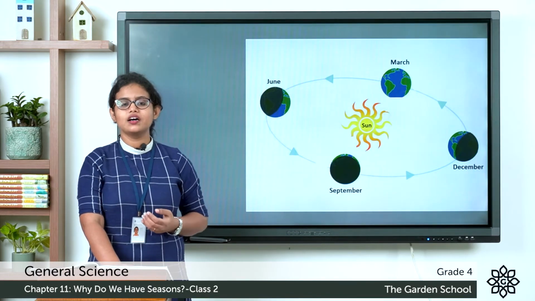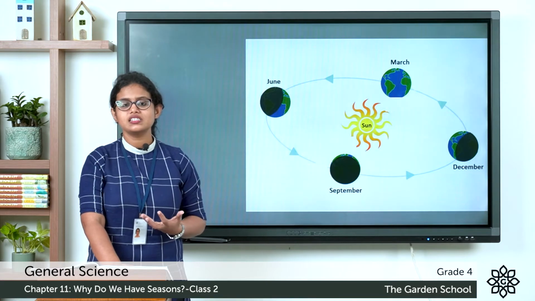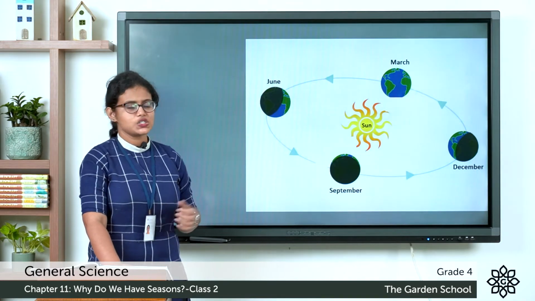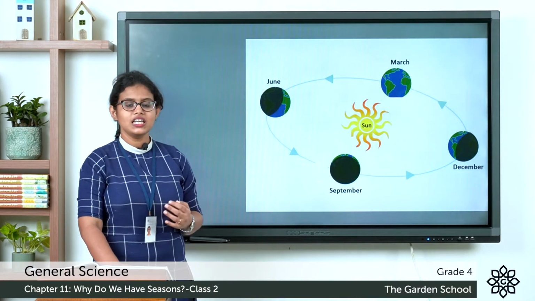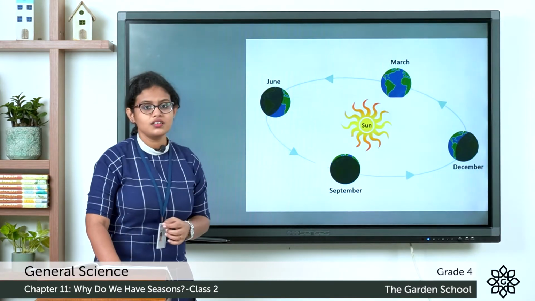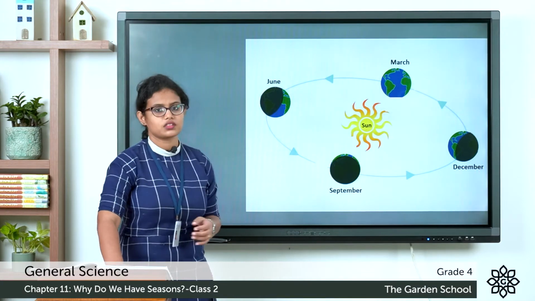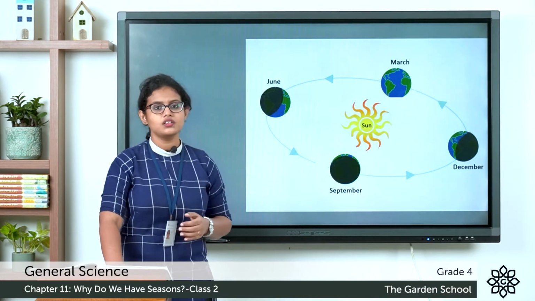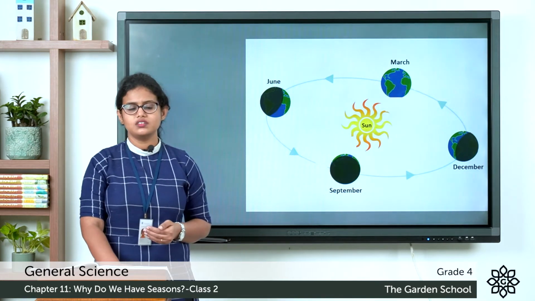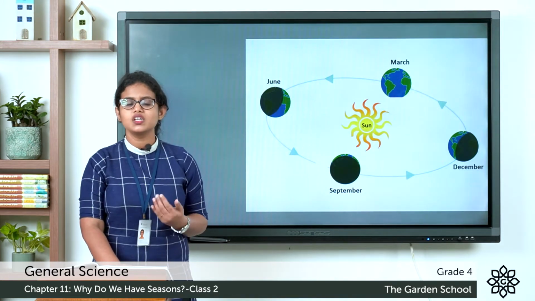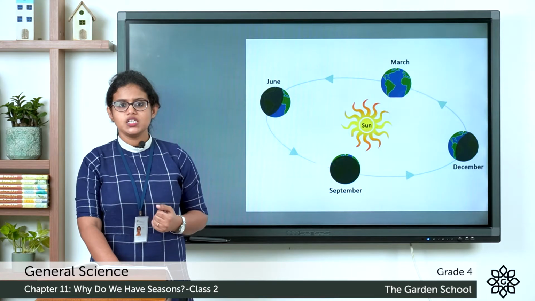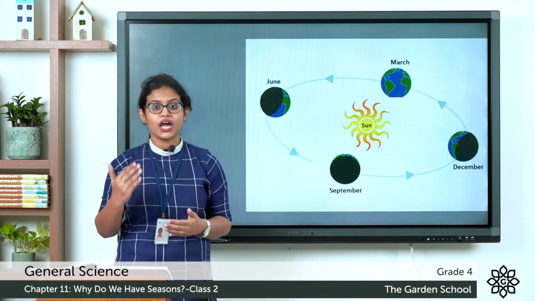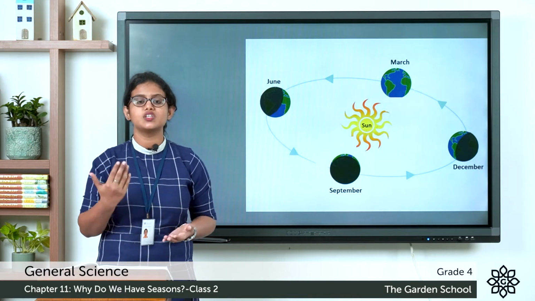We have already learnt that seasons are caused by the revolution of the earth. Here you can see the earth is revolving around the sun in a definite path, and that path we call orbit. We know that as the earth rotates, is it upright? No. Is it straight? No.